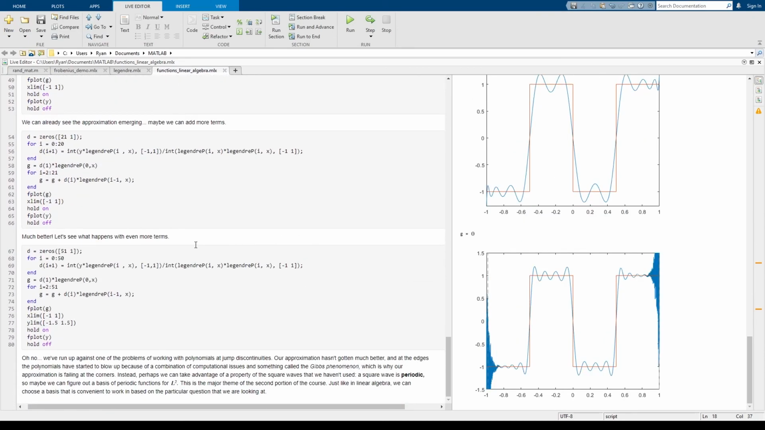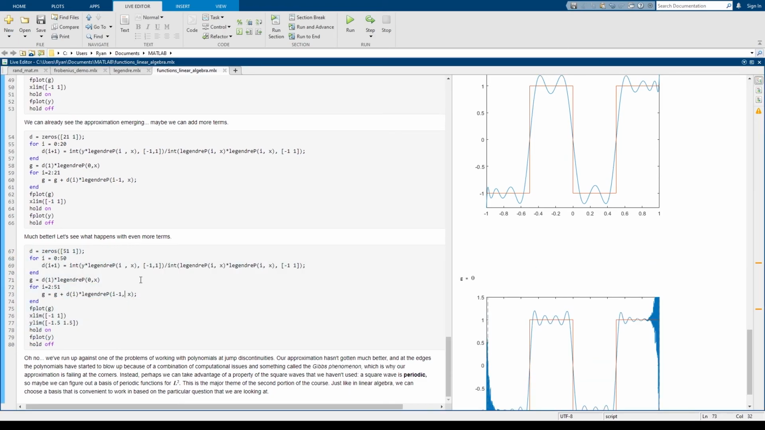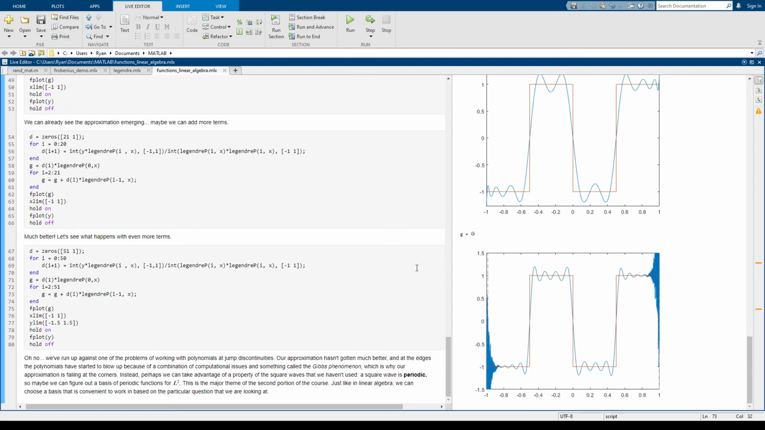So in this particular problem, what we've done is we're projecting the square wave onto a set of 51 Legendre polynomials, so P0 through P50. And if we do that, it doesn't look like we've actually gained very much in terms of how tight the function is at these interior jumps. And look what happens on the outside.